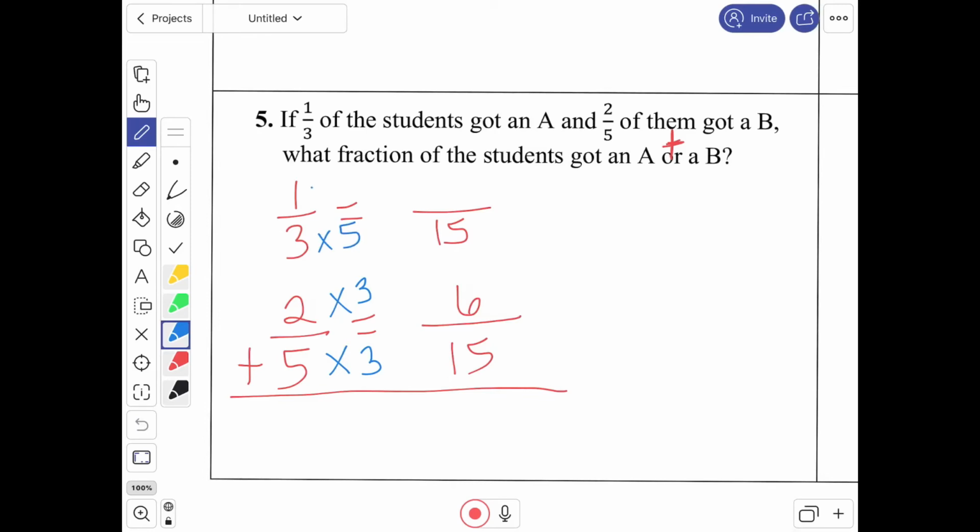And then to change the 3 to 15, I would multiply by 5. So if I do the same thing on top, I get 5. And then I just add the numerators. So 5 plus 6 makes 11, and the denominator is still 15.